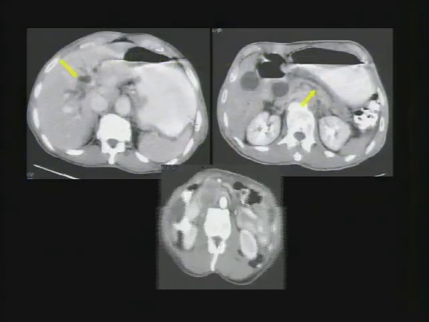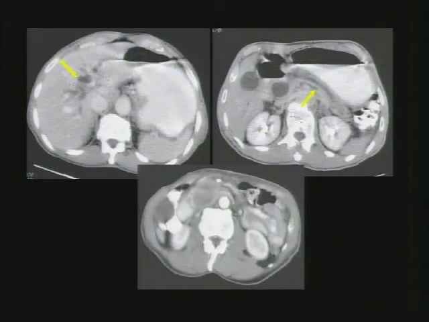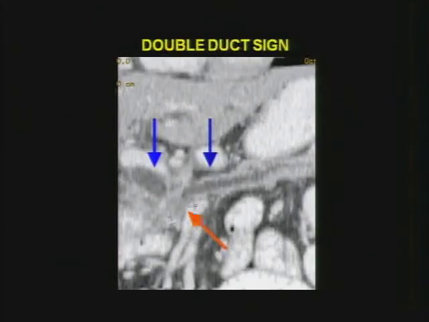So here's a patient with a double duct sign. You can see dilated biliary tree, dilated pancreatic duct, all due to this large pancreatic head mass. Here is a curved planar reformation showing the double duct sign. And again, dilated bile duct, dilated pancreatic duct, all due to this mass sitting in the pancreatic head.